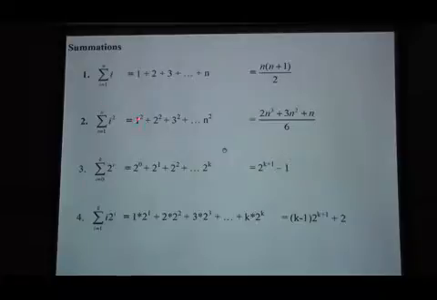This one is the summation of i squared. So what we're doing is adding 1 squared, 2 squared, 3 squared, all the way to n squared. And the solution is here. We're going to go over that solution and how to solve that summation.